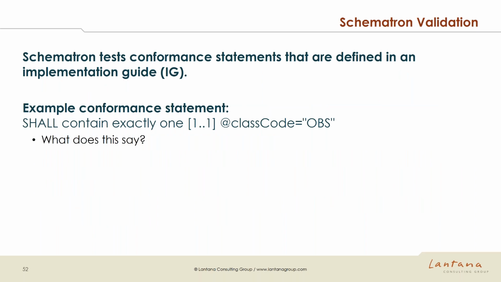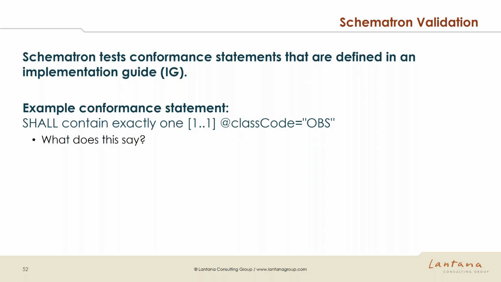So here's an example conformance statement that I've got up on screen here. It says shall contain exactly one class code attribute valued with the string OBS. So what this means is that in your instance, wherever this one occurs, probably in an observation, you must have an XML attribute on that observation that is called class code. It is illegal to not have that present because that minimum cardinality is 1, not 0. And also its value must be the literal string OBS. So if you were to make that lowercase obs or OBSX or something like that, that would actually fail.